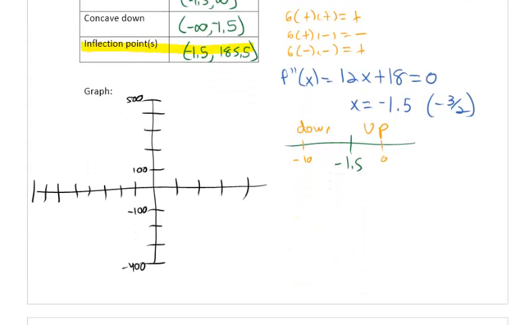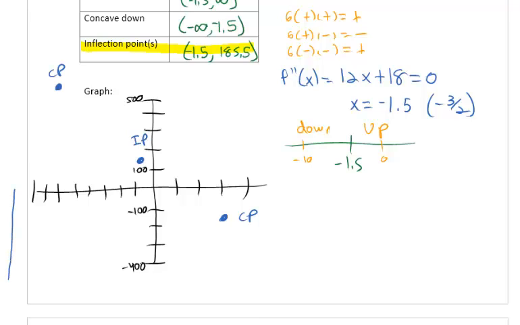So the critical points are at negative 6, comma 550, so that's way up here. The other critical point is at 3, negative 179 down here. Those are critical points, which means those are the only mins and maxes. And then the inflection point at negative 1.5 and 185. And that's where it's going to change from concave up to concave down.